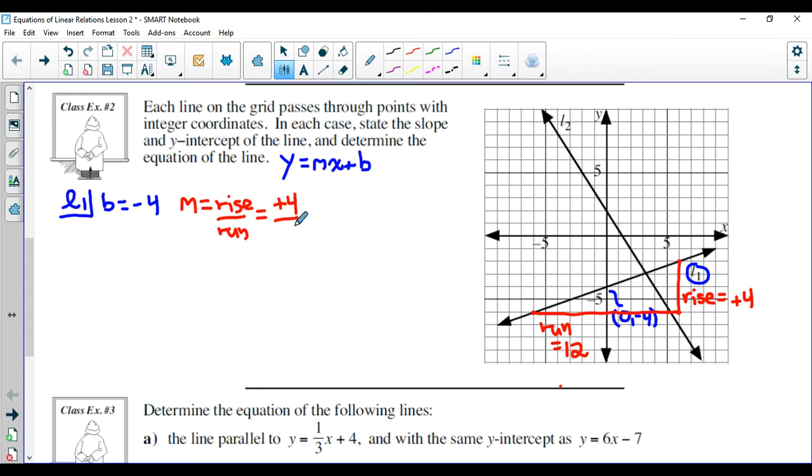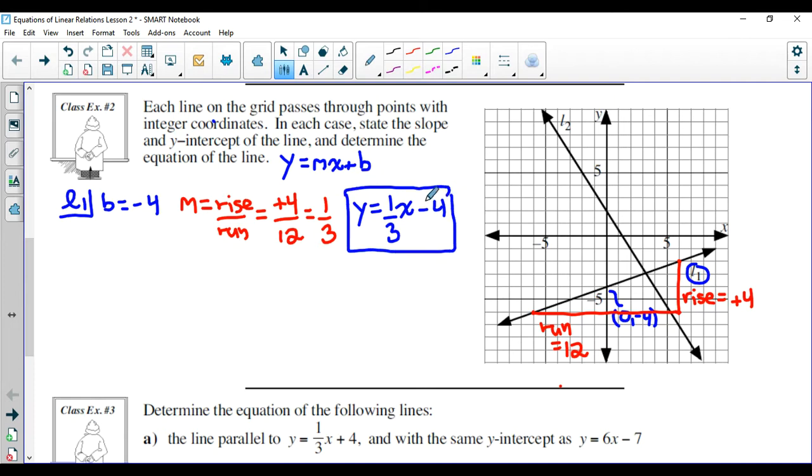And this would be equal to a rise, which is positive 4, divided by a run, which is 12. And if we reduce that fraction, divide the top and the bottom by 4, that would turn into a slope that is 1/3. Now, to write it in y equals mx plus b format, we're just going to replace m with 1/3 and b with -4. So then the equation of that line would be y is equal to 1/3 x, and replace b with -4.